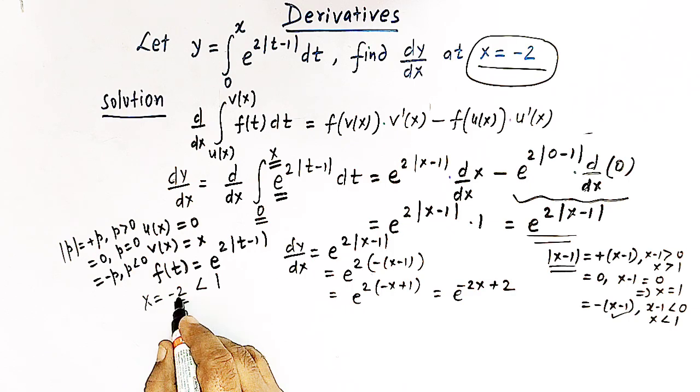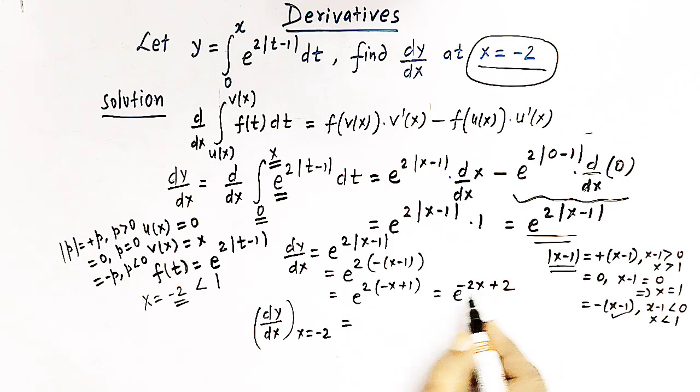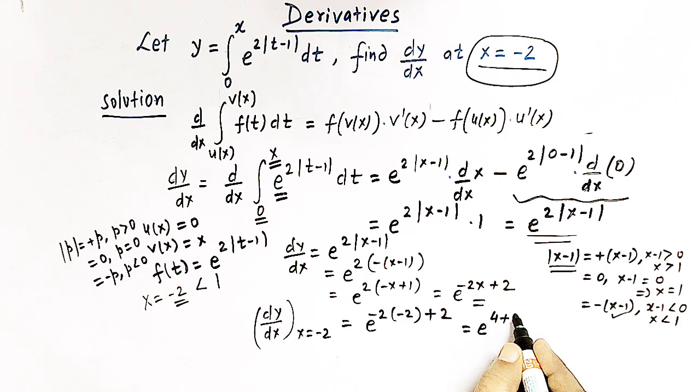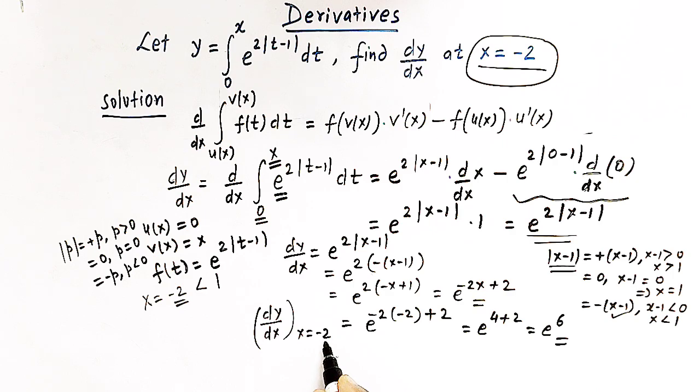Now taking x is equal to minus 2, the required derivative of y with respect to x is given by substituting x is equal to minus 2 in this expression. So we have minus 2 times minus 2 plus 2, so this is e raised to 4 plus 2, that is e raised to 6. This is the required value of the derivative of y with respect to x at x is equal to minus 2, and the value is e raised to 6, where e is the exponential number.